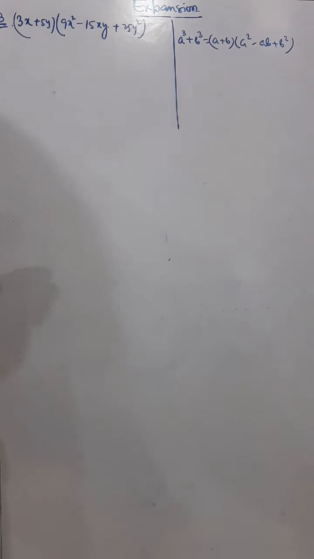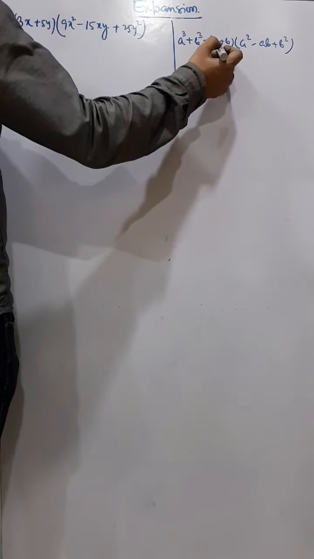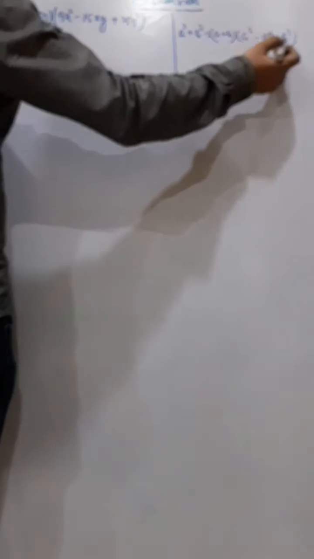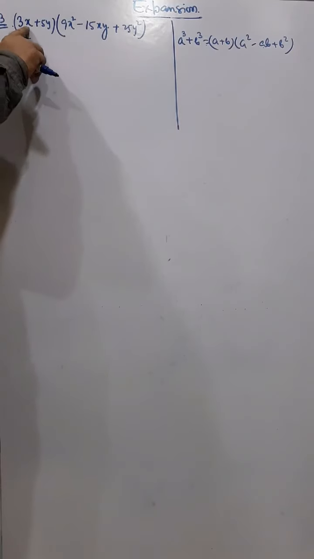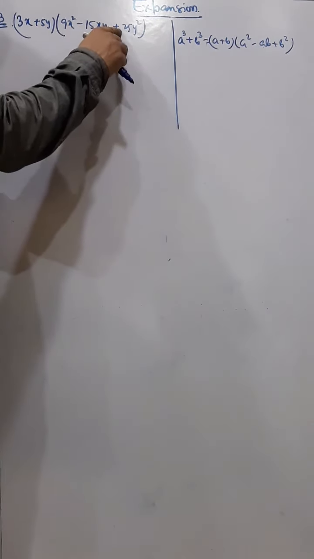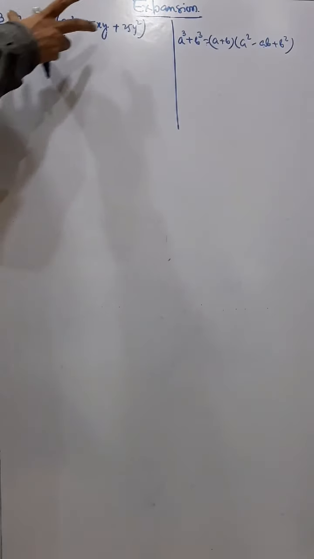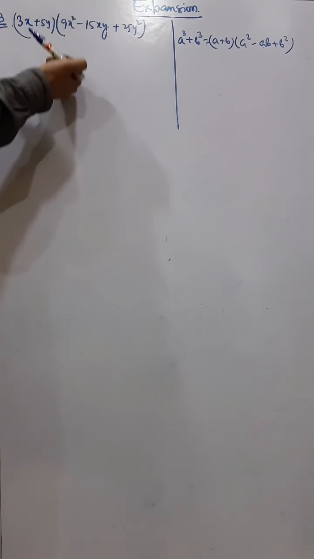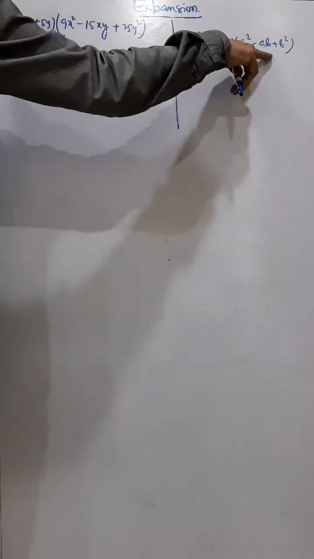Okay, now we will use this formula: a cube plus b cube is equal to (a plus b)(a square minus ab plus b square). You can see this sum is in this form, so this is a plus b and this is a square minus ab plus b square. But we have to show this sum in this format.